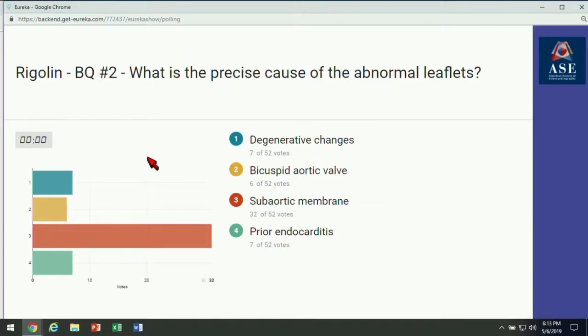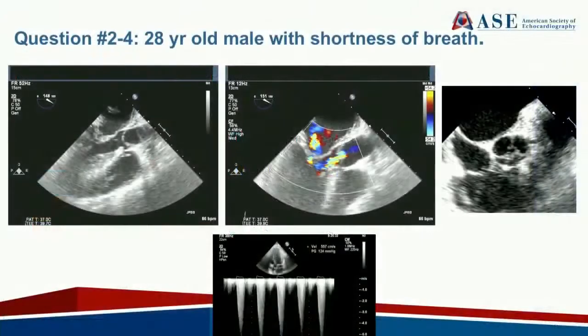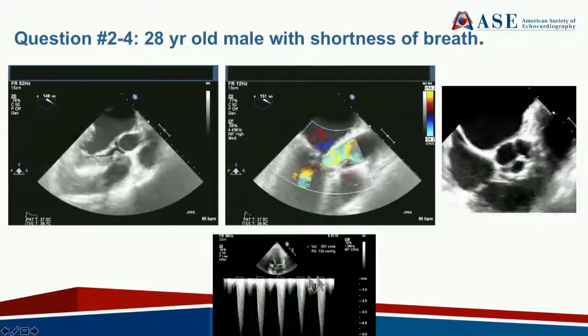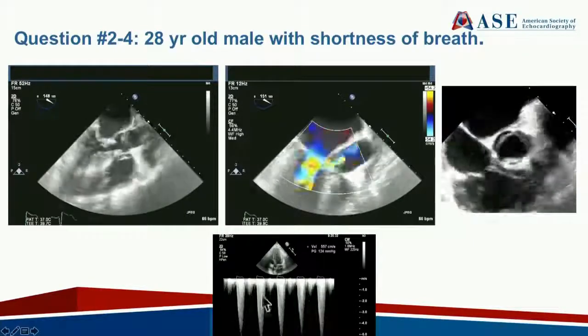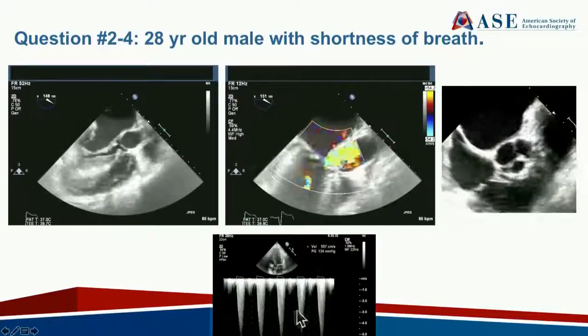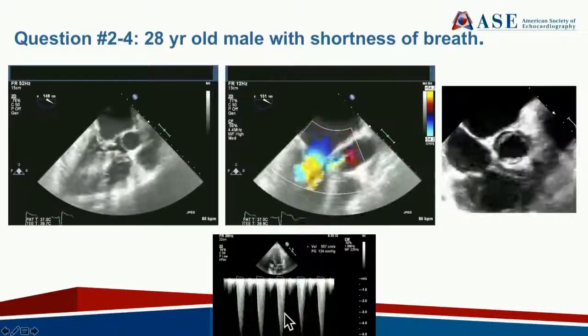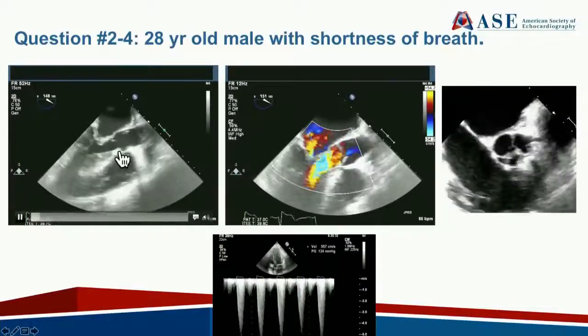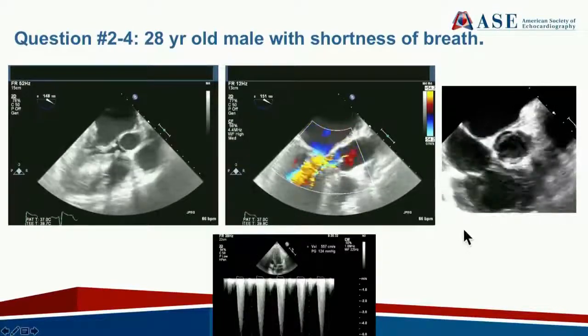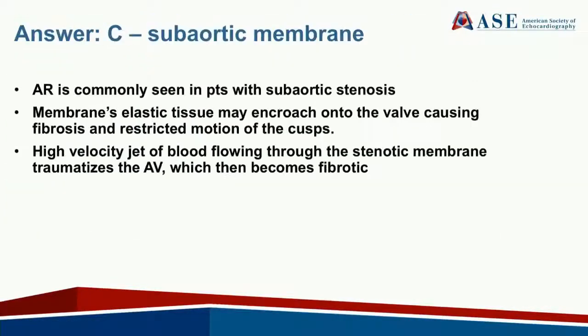Okay, so most of you got it right. It is a subaortic membrane, and I'll show you the membrane right here. You can also get an idea of that because there's a very high velocity across the aortic valve. The aortic valve leaflets are opening beautifully, so this is not due to valvular aortic stenosis, but it's due to this subvalvular membrane. Pay attention to this aortic regurgitation here because your next question is going to be about that. Aortic regurgitation is commonly seen in patients with subaortic stenosis.